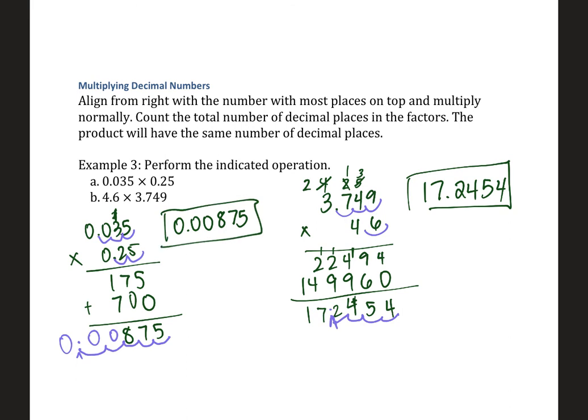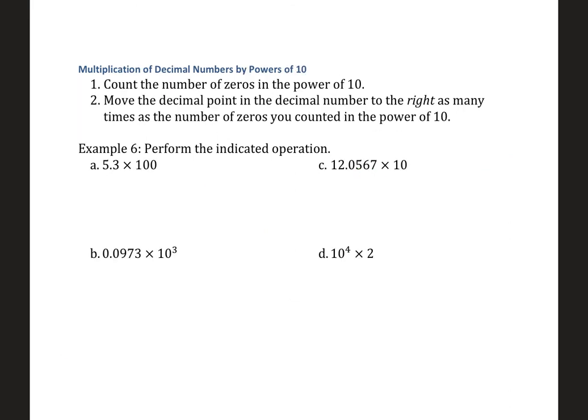Now we'll move on to the last one, which is just a special case of multiplying decimals. When we're multiplying decimals by powers of 10, such as 10, 100, 1,000, a million, or 10 raised to 1, 2, 3, 4, you count the number of zeros in the power of 10, or if it's 10 raised to 4, just use the 4. Then move the decimal point to the right that many times.